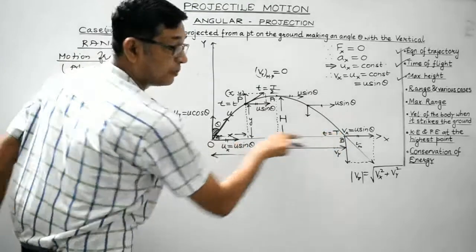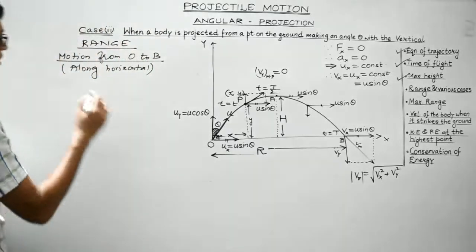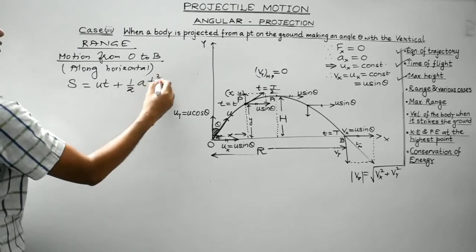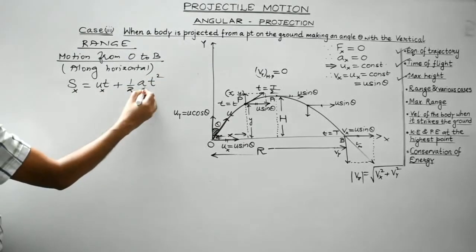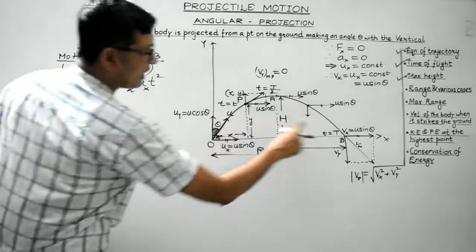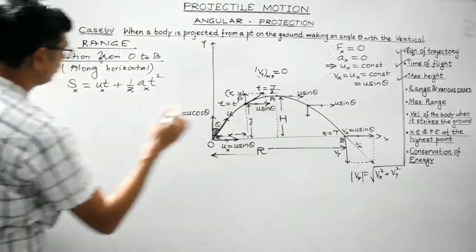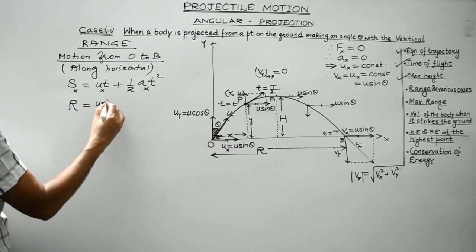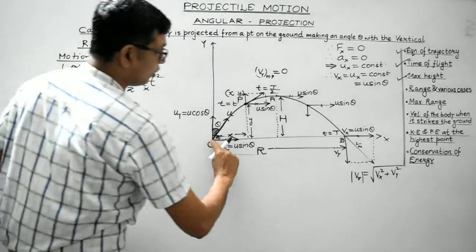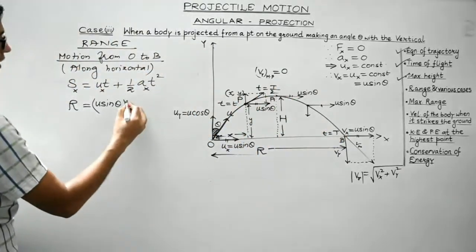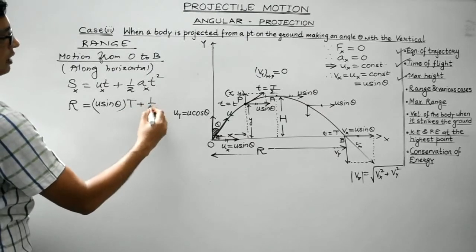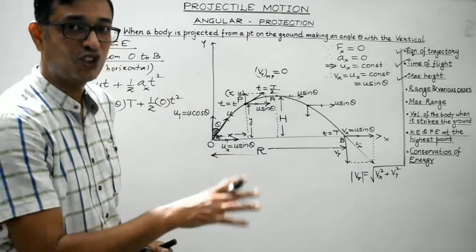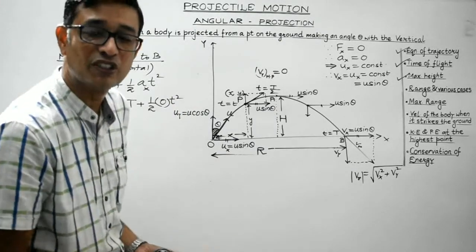Now we need to find out the displacement R. Let's make use of second equation of motion, which is S equals to ut plus half at square along horizontal. So x component is to be considered. Sx in time capital T, the total distance covered along horizontal is R. Ux, that's u sine theta. Time taken by the body to move from O to B, that's capital T, which is the time of flight. Plus half. Ax, it's 0. No net force acts along the horizontal direction. Therefore, acceleration along the horizontal direction is 0.